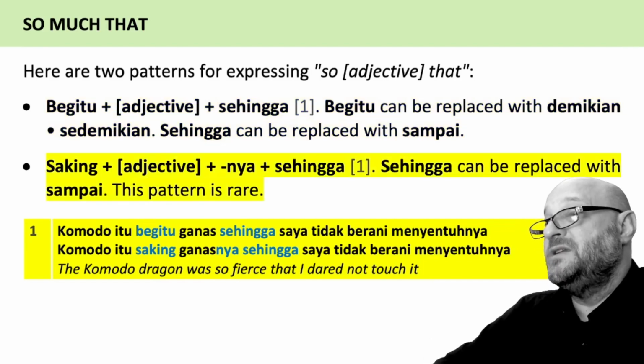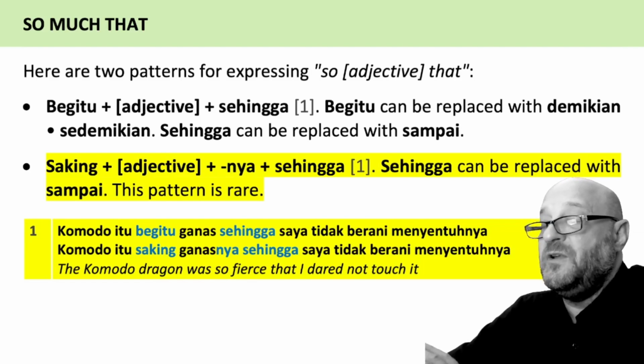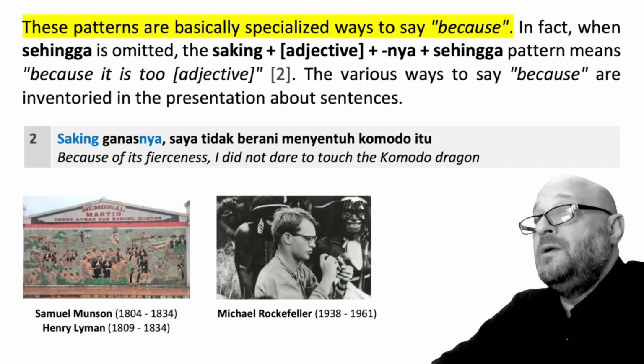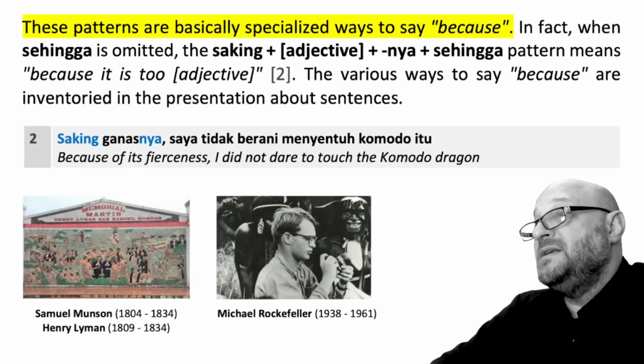Saking adjective nya sehingga. Example 1, Komodo itu saking ganasnya sehingga saya tidak berani menyentuhnya. The Komodo dragon was so fierce that I dared not touch it. Again, sehingga can be replaced with its synonym sampai, but this pattern's rare. These patterns are basically specialized ways to say because.